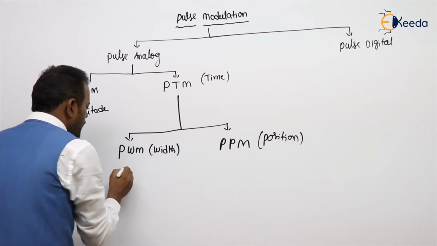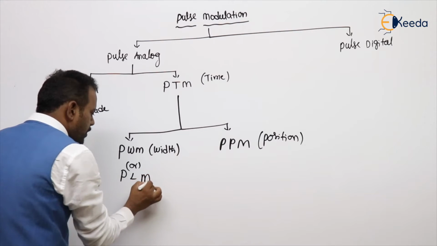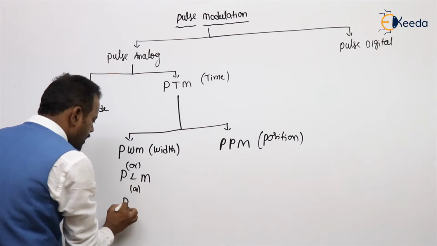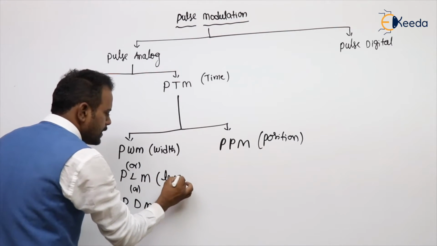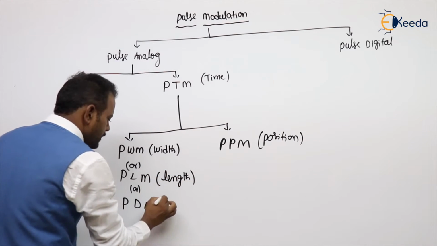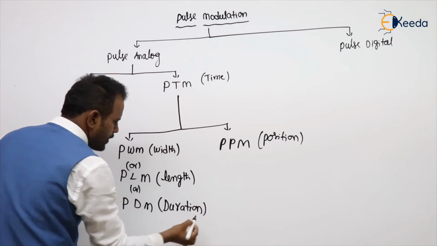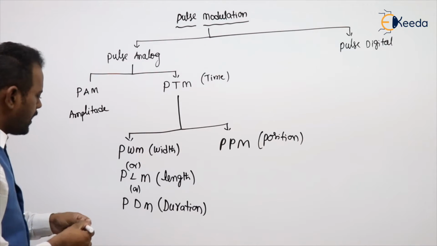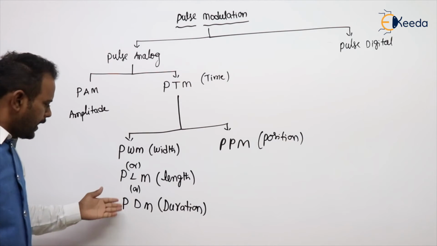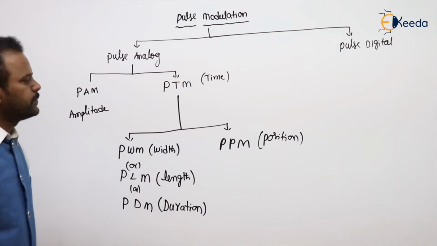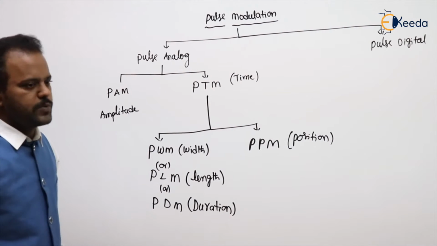This pulse width modulation is also called pulse length modulation, also called pulse duration modulation. L means length, D means duration. Pulse length modulation is also called pulse duration modulation. These are other names. Are you getting my point or not? So this is about the total pulse analog modulation schemes.